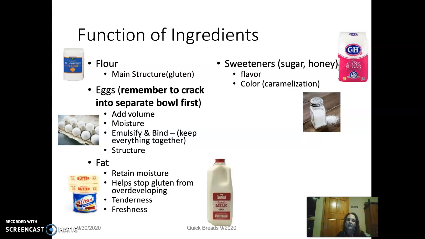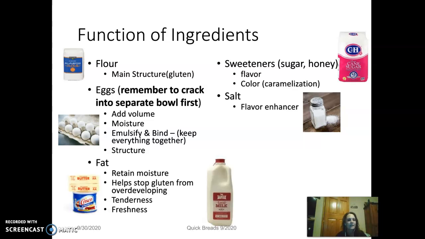Sweeteners is our next one. Sweeteners are any type of sweetener. Sugar and honey are the most common. They add flavor, and they also lend to color. When sugar cooks, it browns, which is caramelization.